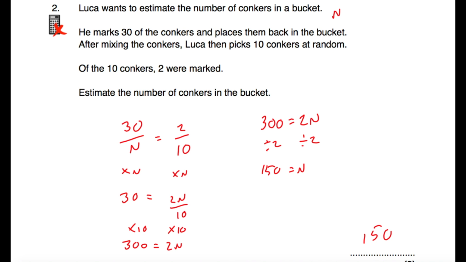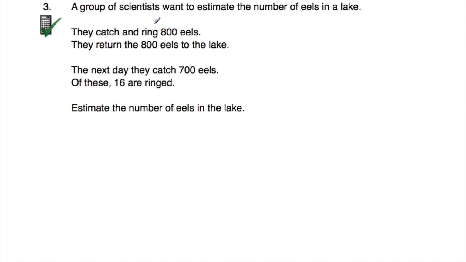Okay, let's have a look at question number 3. A group of scientists want to estimate the number of eels that live in a lake, and they catch and ring 800 eels. So let's let the number of eels in the lake in total be called N, and they catch and ring 800 eels. So 800 out of the total number are ringed, and then on the next day they capture 700 and 16 are ringed. So 16 out of the 700 are ringed.